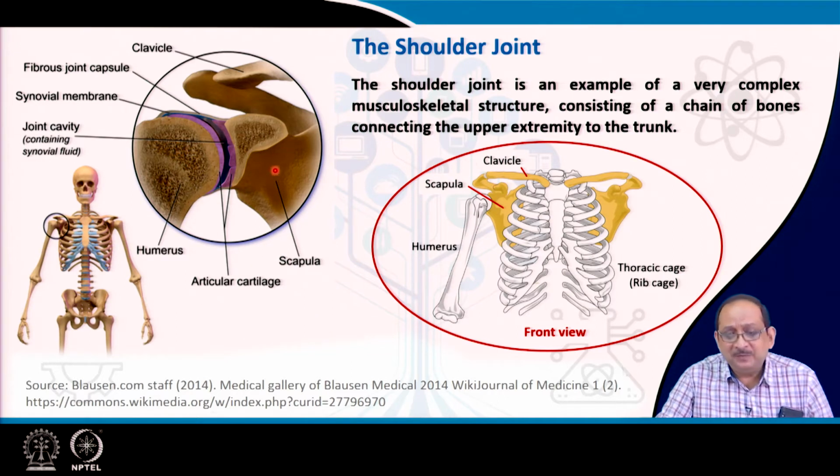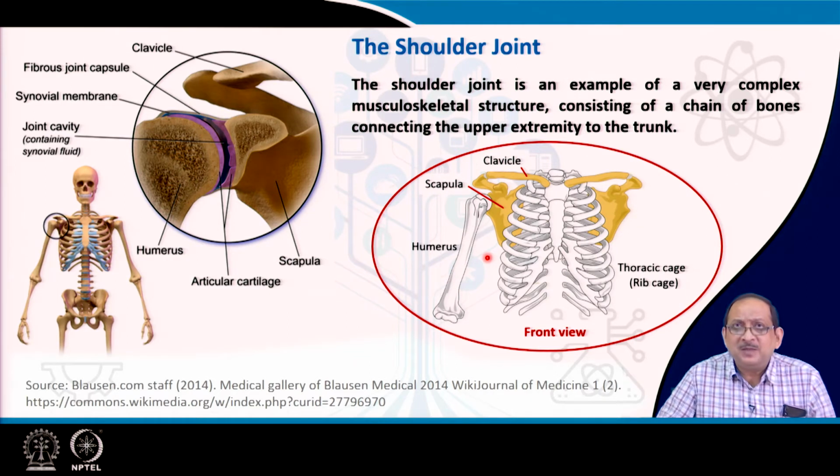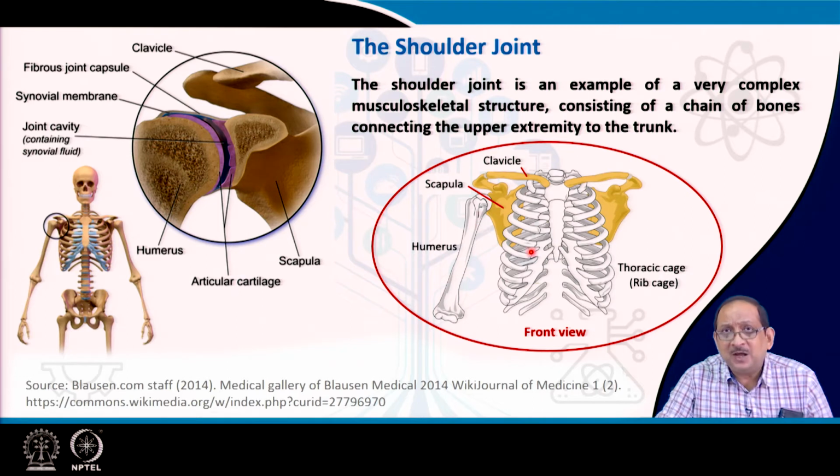As you can see here, the shoulder joint is formed by a chain of bones: humerus, scapula, clavicle, as well as the thoracic cage. The scapula is actually gliding over the thoracic cage when we are raising or moving our arms. When we are lifting our arm, the scapula is actually gliding over the thoracic cage.